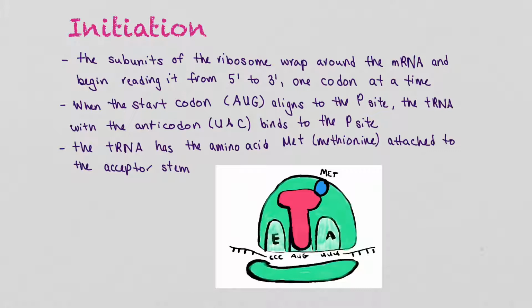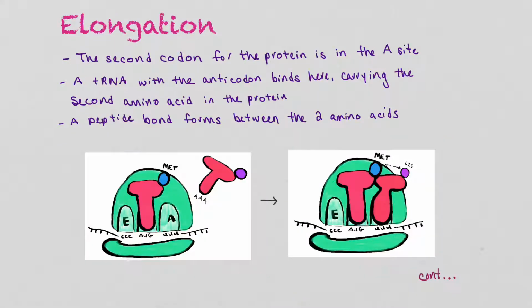When the start codon aligns with the P site right here, the tRNA with the anticodon, which would be UAC, would bind to the P site. So that would be this tRNA right here. And that tRNA is also carrying the amino acid MET or methionine, which is attached to the acceptor stem right here. At this point, the ribosome will just continue moving along and building the protein.